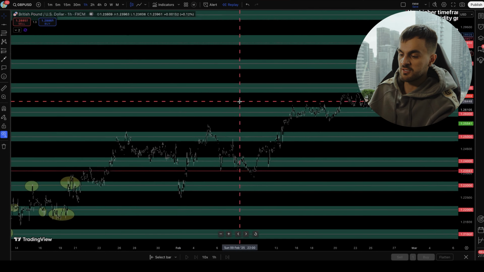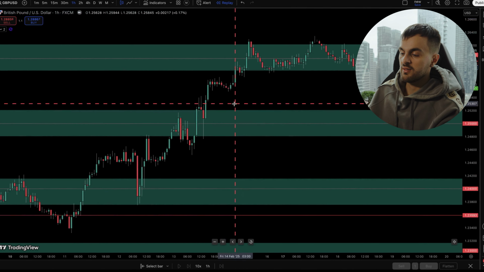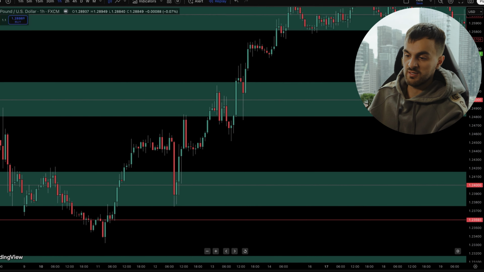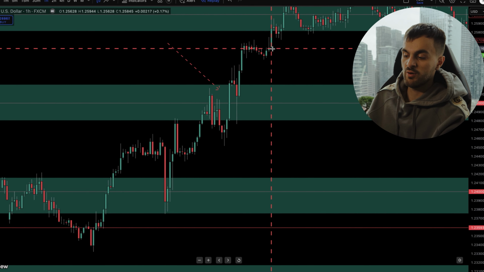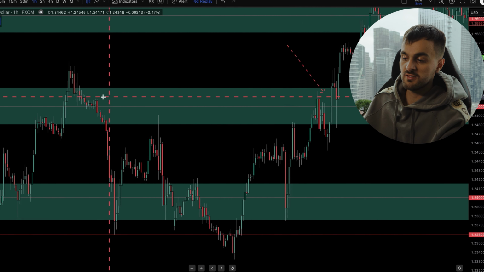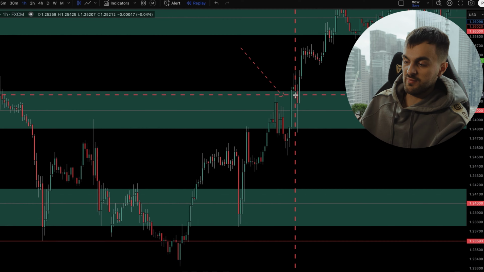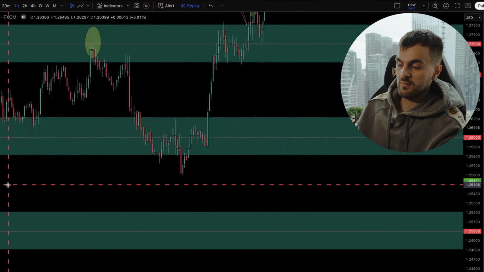This happens multiple times on this GBPUSD chart throughout the way, even in places you might not recognize, like right here. You have another breakout where the price has a resistance. It finally breaks up and then retests it, and the market keeps going up above that.